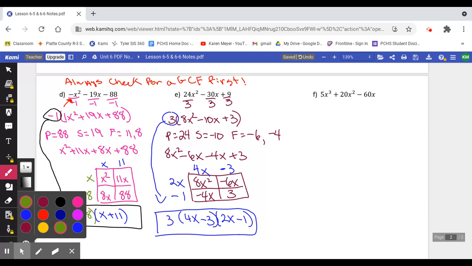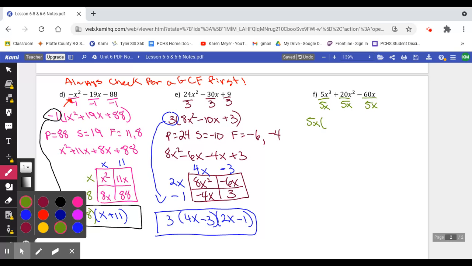Okay, next one. Is there a GCF? Well, if I look at the numbers 5, 20, and 60, I notice 5, 20, and 60 are all divisible by 5. And then I also notice, hey, every single term has an x, so I can also take out an x with my GCF.